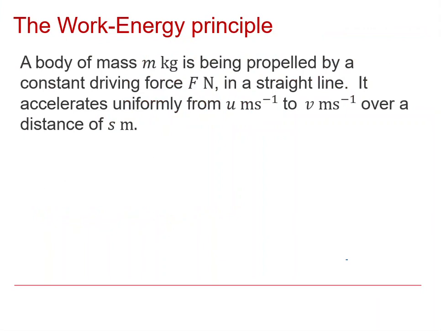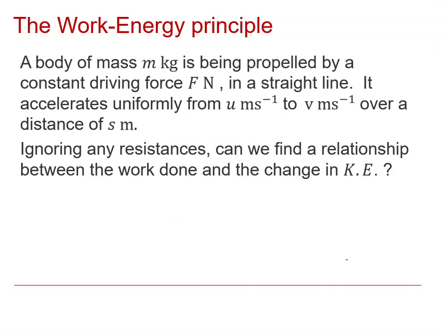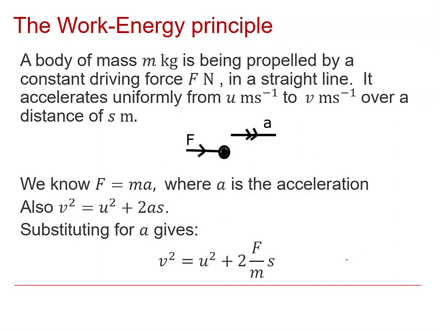Let's take a simple case: a body with a mass of m kilograms, a constant force F newtons in a straight line, and a consequent uniform acceleration from u meters per second to v meters per second over a distance of s meters. If we consider just that force, what is the relationship between the force, the distance, the work, and the energy of the particle? Well, we'll see if we do some simple calculations.